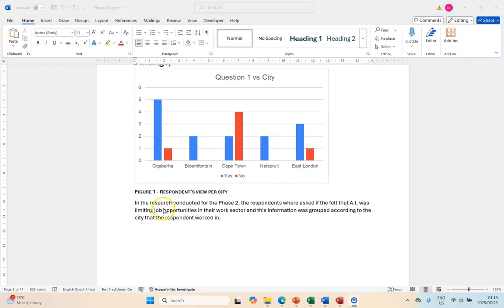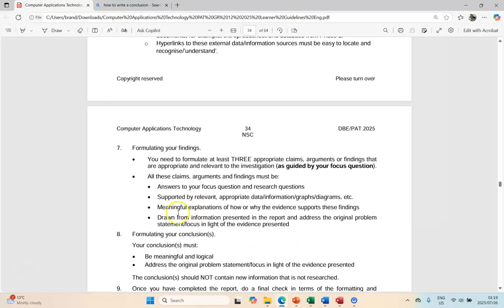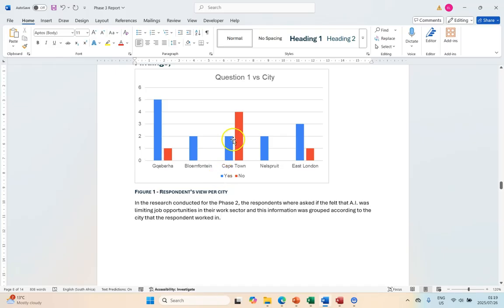Over here, I've written a quick little blurb, but I want to show you that this blurb isn't really useful. It just tells me how we got that information, and it doesn't actually tell me anything about the findings that we have discovered. This is nice, but it's not complete enough. Remember, we want meaningful explanations of how the evidence supports your findings. So you need to explain how this is a particular trend or that's a particular trend. You need to explain what you are seeing.